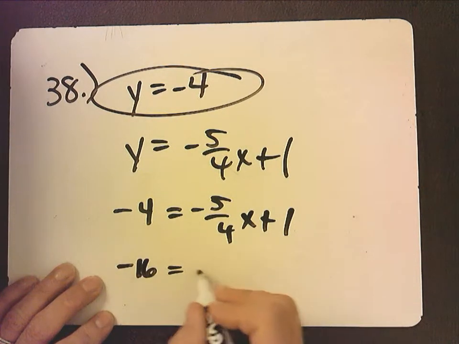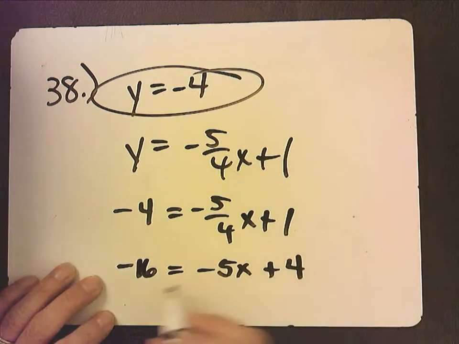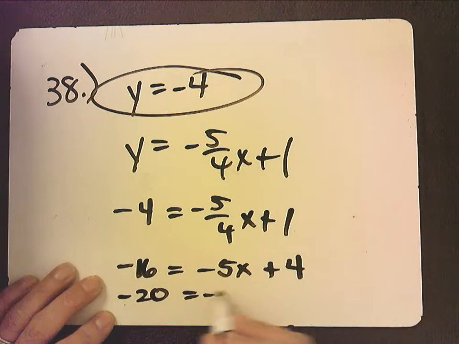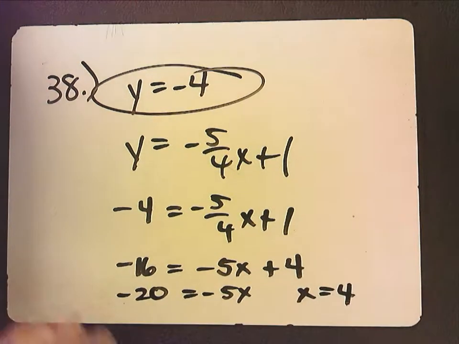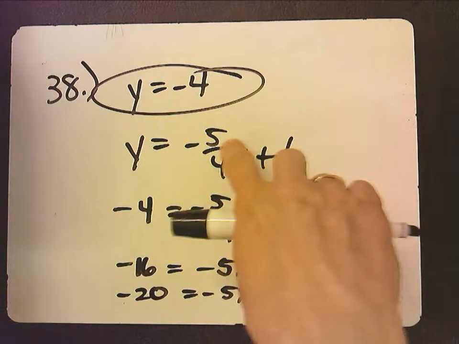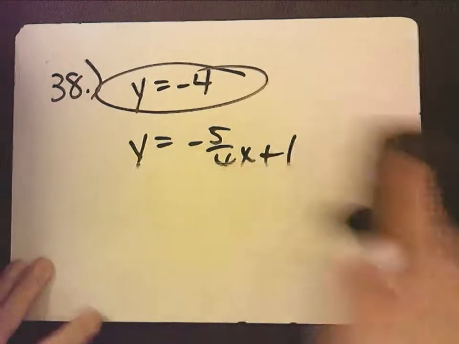Negative 16 equals negative 5x plus 4. Subtract 4 from both sides. Negative 20 equals negative 5x, and x equals 4. So y equals negative 4 and x equals 4. Make sure it works. Negative 5 plus 1 is negative 4, and y equals negative 4. So that works.